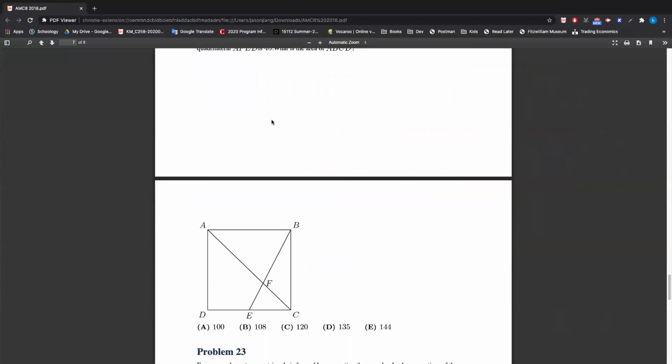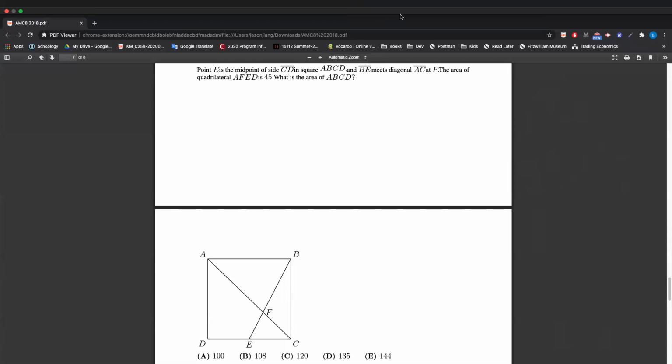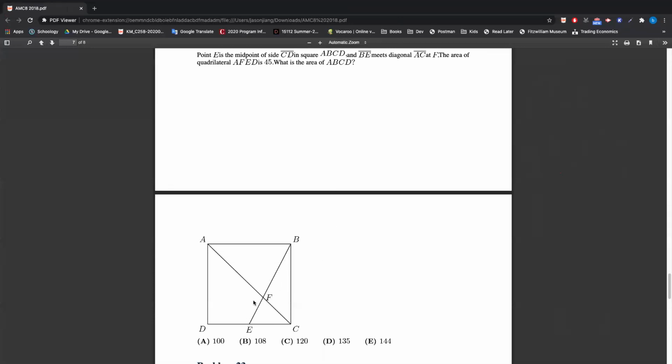Okay, we have point E, which is the midpoint of side CD, and we have BE, which meets the diagonal at F. We're told that the area of the quadrilateral AFED is 45. We want the area of ABCD. Okay. This is a midpoint. And cool. See what we can do.